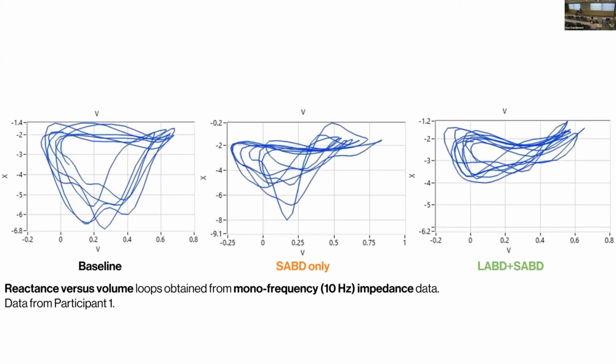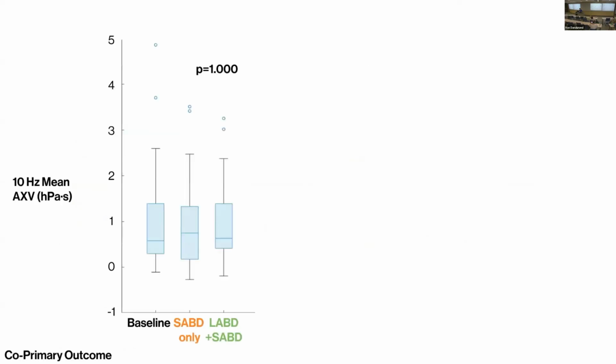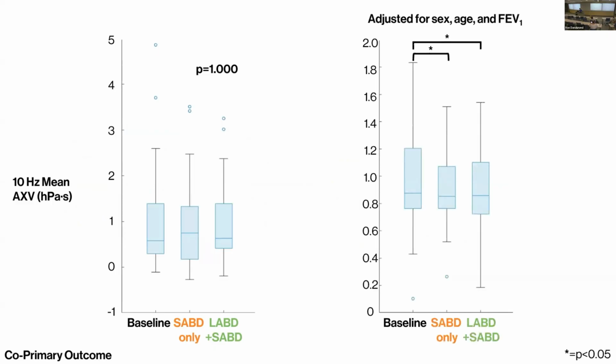Here you can start actually looking at our oscillometry results. This is data from participant 1, where you can see the monofrequency reactance versus volume loops, or AXV values, at baseline, then after taking the short-acting bronchodilator, and after their long-acting bronchodilator. But when we look on average, we actually found that there were no differences. On the y-axis, you can see the AXV values. On the x-axis, you can see each time point, which was a little surprising to us. But when we adjust for sex, age, and FEV1, you can actually see there was a significant difference in AXV values following the short-acting bronchodilator and long-acting bronchodilator compared to baseline.